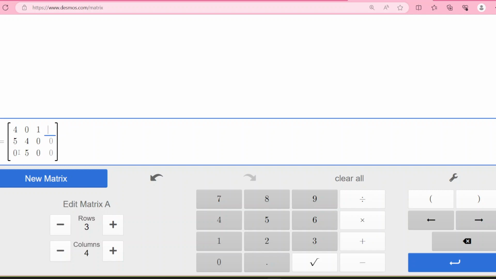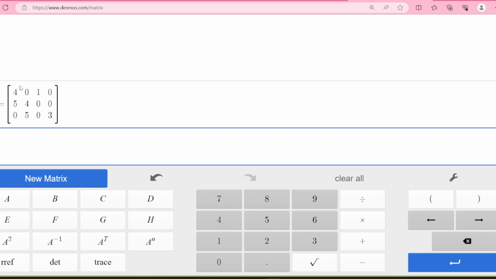And then this last column here is the numbers on the other side of the equal signs, the constants from the other side of the equation. So we had 4a plus c equals 0, so I put 0 there. Second equation was 5a plus 4b equals 0, so I put 0 at the end there. And the last equation was 5b equals 3, so I'm putting 3 there. So there, I've got this matrix.